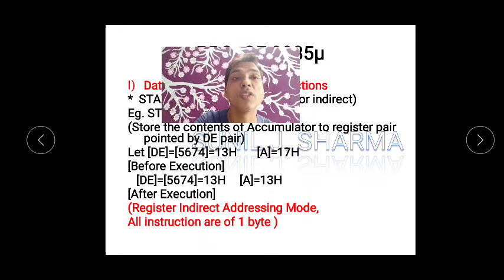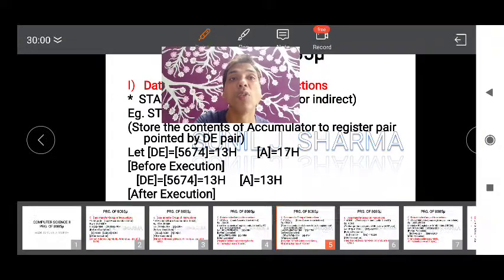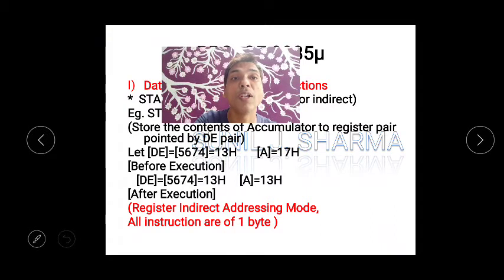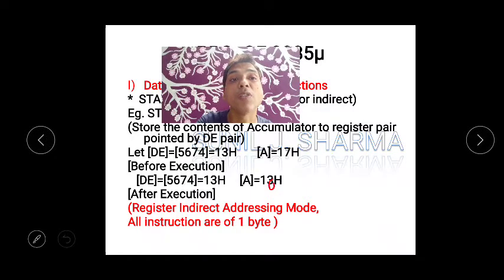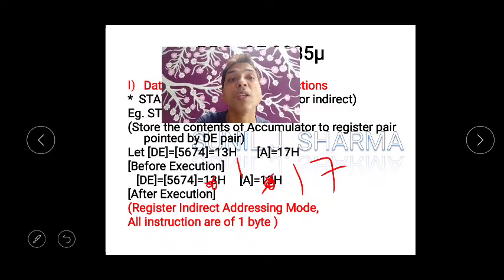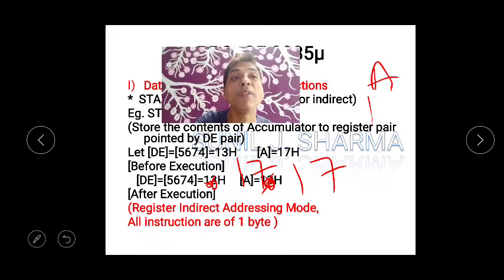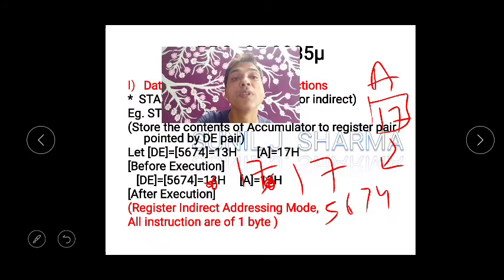I think there is a mistake here, so let me tell you what the mistake is. The accumulator value will be given to that address. So how much is the accumulator value? The accumulator value is 17. So here they have made a mistake. This should be 17, and here also it should be 17, because what we have to do is give the accumulator value, that is 17, to the address, that is 5764. At that particular address you will get this value, but where is this address stored?